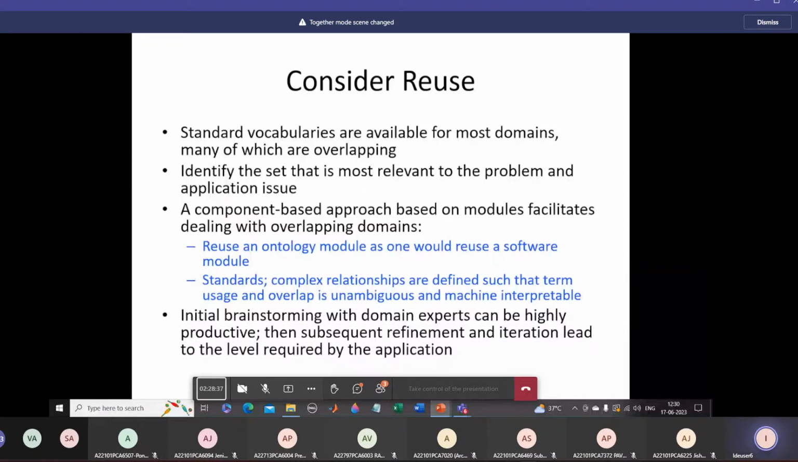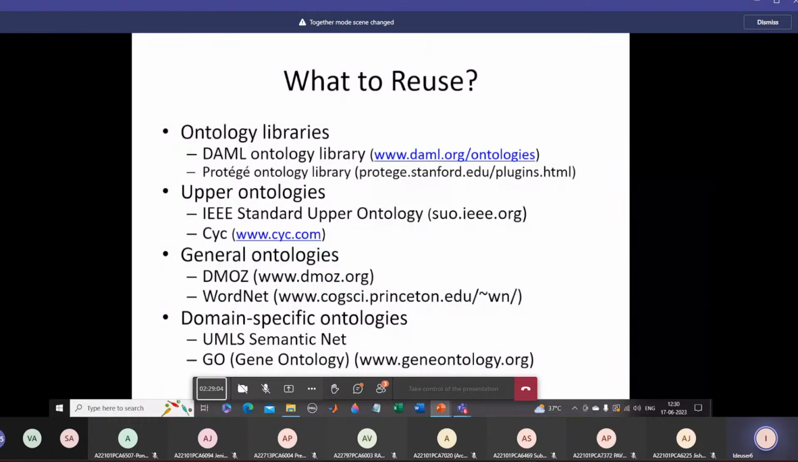Some standard vocabularies will be there, which are used for most of the domains. Okay, many of which are overlapping. So you have to identify what is more relevant to the problem and application issues. So you have a component-based approach, which is based on module facilities. So they all deal with your overlapping domains. And you should have some initial brainstorming with the domain experts. Then what to reuse? You can use your libraries, upper ontologies, general ontologies, domain-specific ontologies.